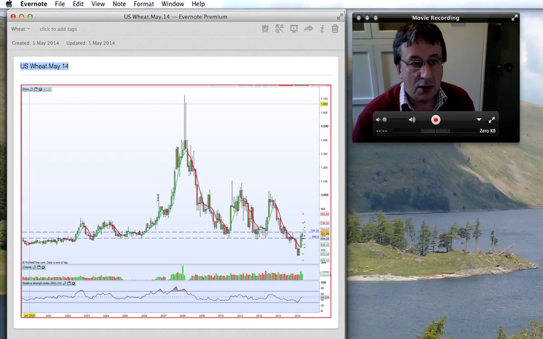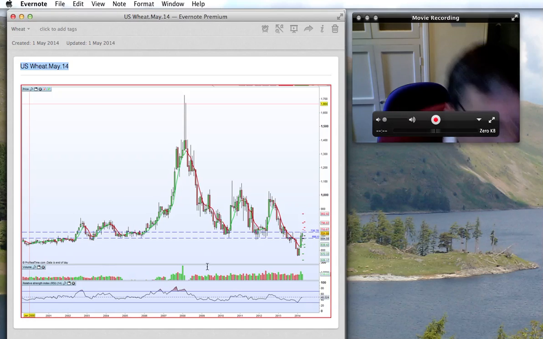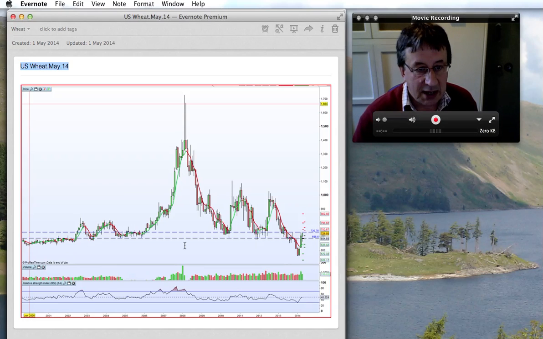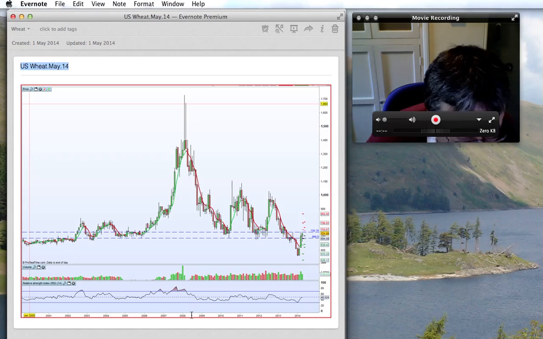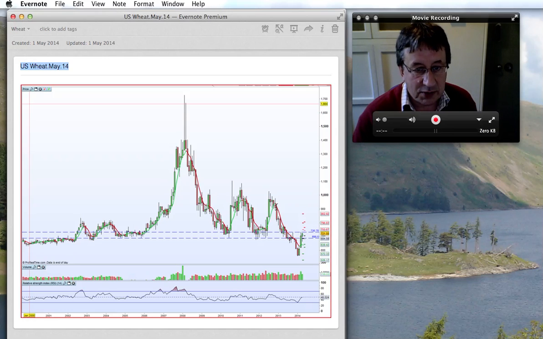This is the long-term monthly chart of the US wheat, going right back to the year 2000. You can see the spike we had in 2007, 2008 when we had the high in the UK, and you can see how we're having this recovery after this downwards fall in 2014.